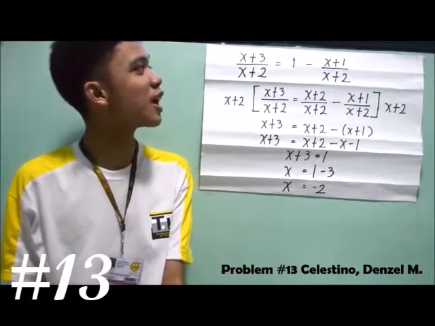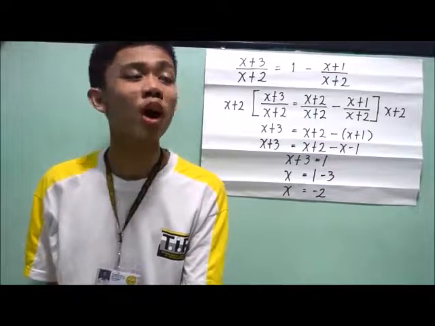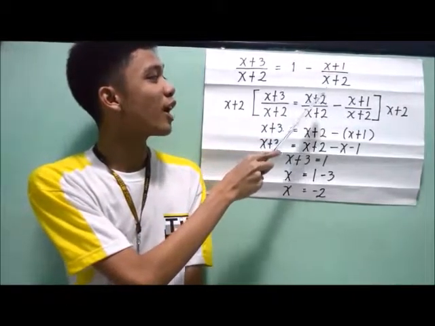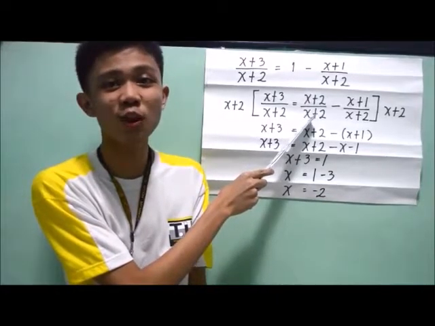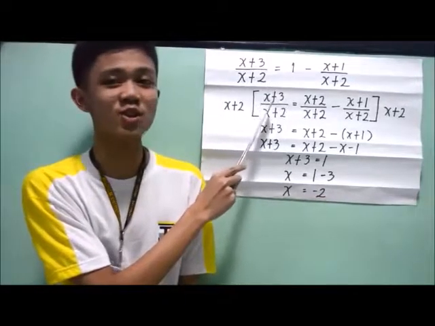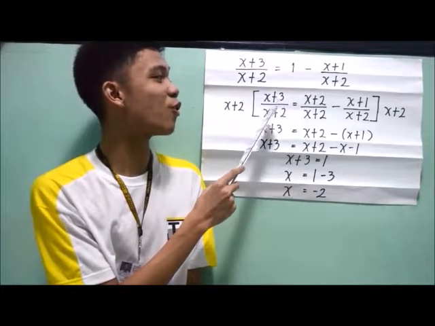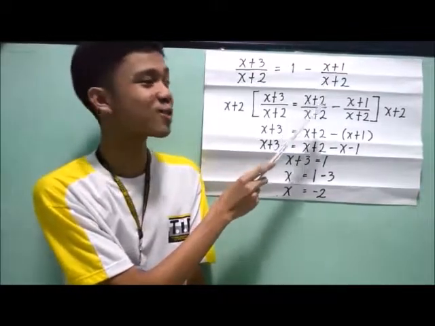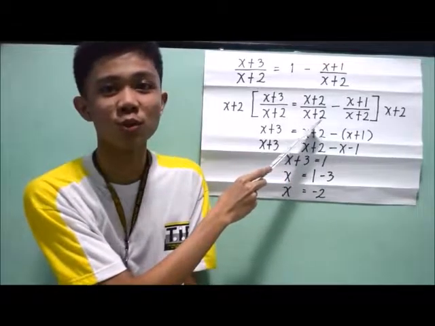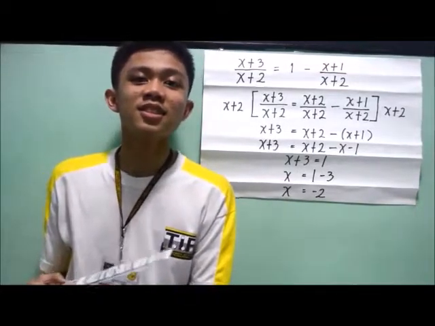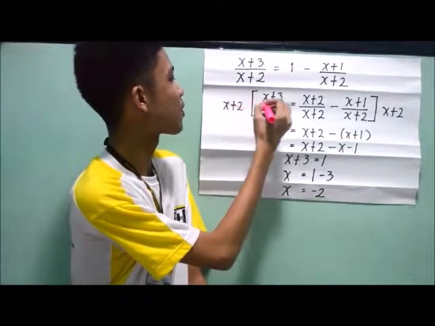The equation that was given to me was x plus 3 over x plus 2 is equal to 1 minus x plus 1 over x plus 2. So first, we should change 1 into x plus 2 over x plus 2, because it is also equal to 1, so that we can simplify the equation easily. To simplify it, we need to get the LCD of x plus 3 over x plus 2 is equal to x plus 2 over x plus 2 minus x plus 1 over x plus 2. Since they have the same denominator, which is x plus 2, we can cancel them easily.